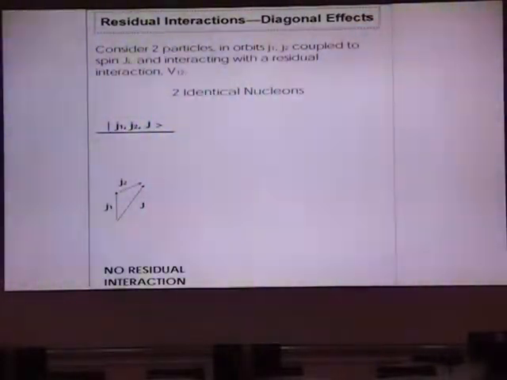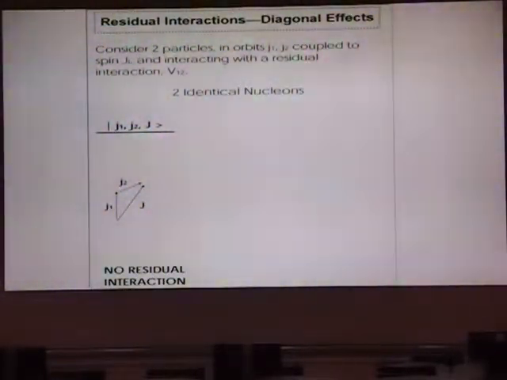So 2 things are important. First of all, with no residual interaction, there's no reason why these levels should have different energies. So they will all be at the same energy. Now if I go back to the data on lead and polonium and tellurium, you see that that's not correct. So that immediately tells you we need some residual interaction.